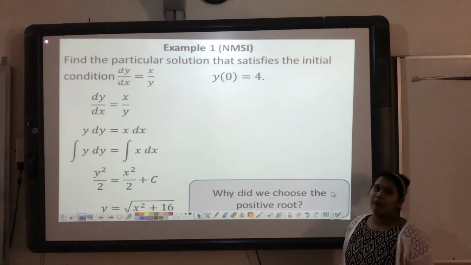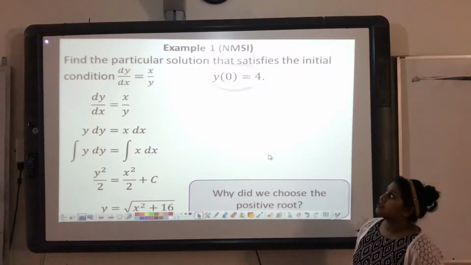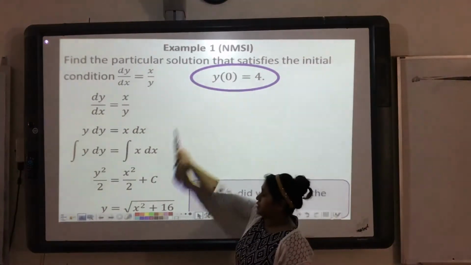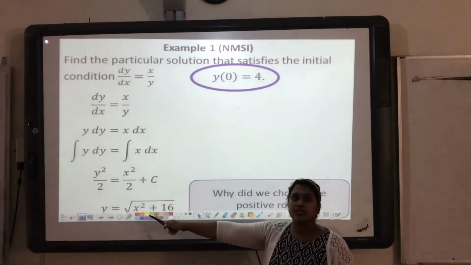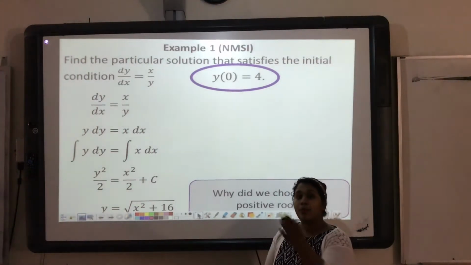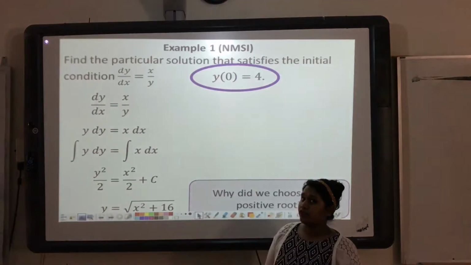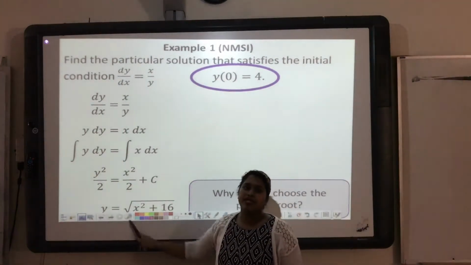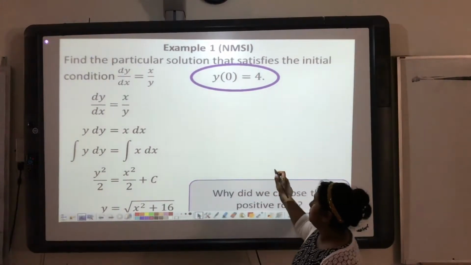Why did we choose those positive values? We can look for our answer in the question. Y of 0 is equal to 4, so let's plug that in. Put 0 right here. So instead of x squared, it says 0. So it now becomes the square root of 16. The square root of 16 is equal to positive 4, and it's equal to negative 4. But what value did we get? Only positive 4? Then it means it must be our positive solution.